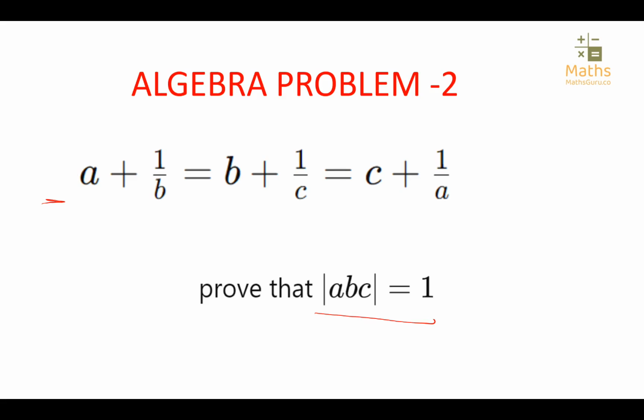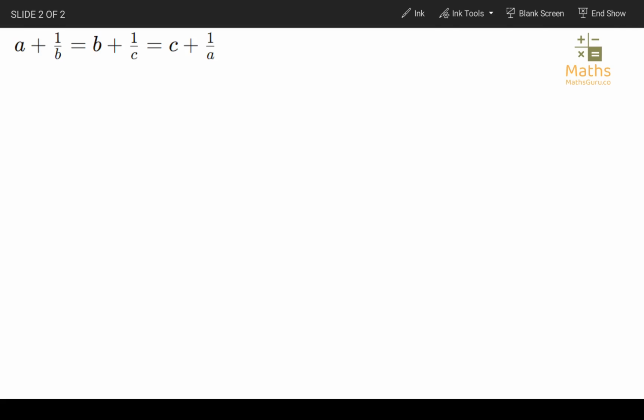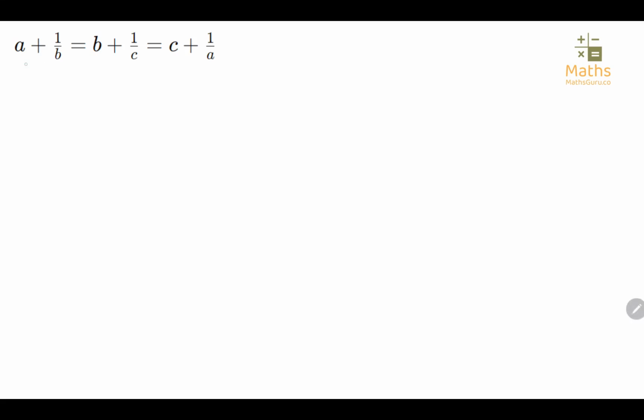Okay, so let's start. The first thing is that a plus 1 by b equals b plus 1 by c equals c plus 1 by a. So what we can do is write some constant number which is equivalent to all these three expressions. Let's assume k is the constant, which equals a plus 1 by b, b plus 1 by c, and c plus 1 by a.